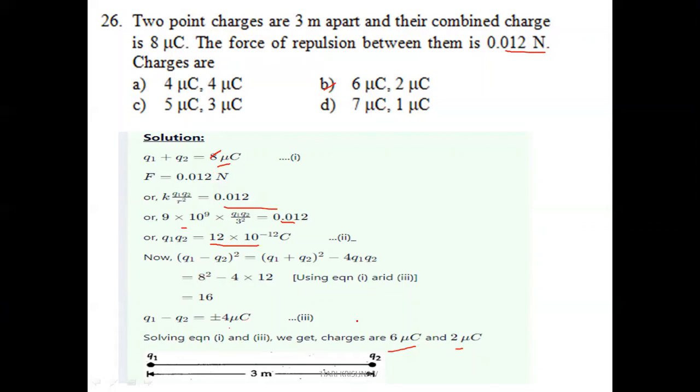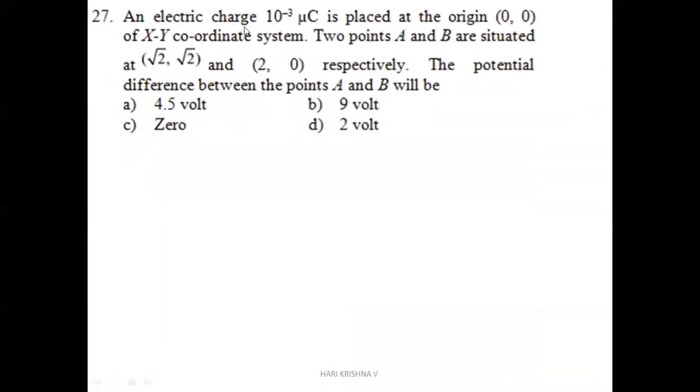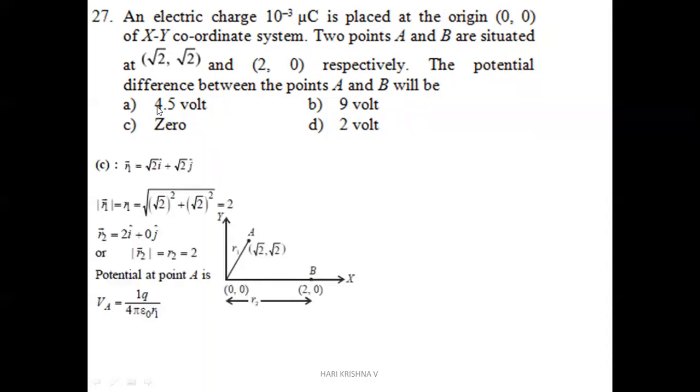Clear? Next, we move on to question number 27. An electric charge is placed at the origin (0, 0), x, y coordinate. 2 points A and B. First point they're taking as (√2, √2). Second point they're taking as (2, 0). The potential difference between A and B will be. So when you take the resultant of √2, √2, you get 2. Same way, when you take the resultant of 2, 0, you get 2 only. Both resultant values will be the same.